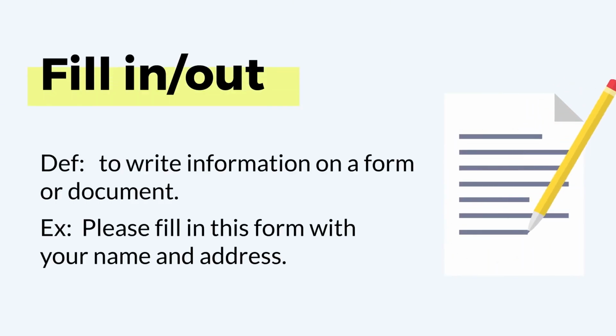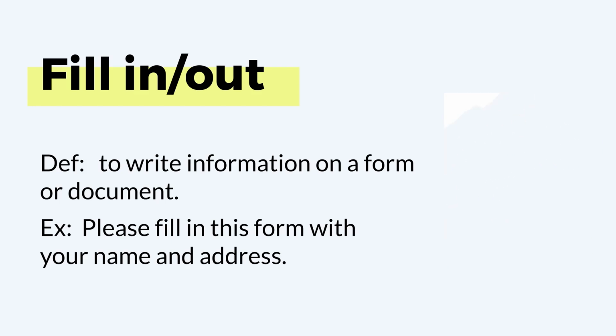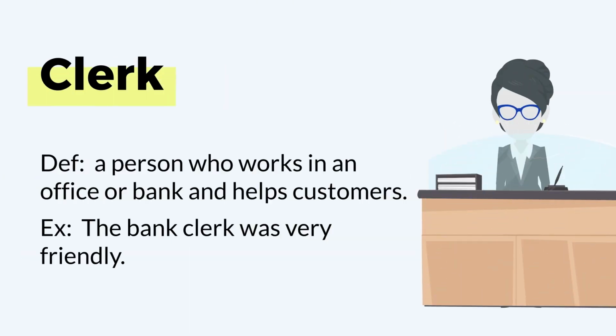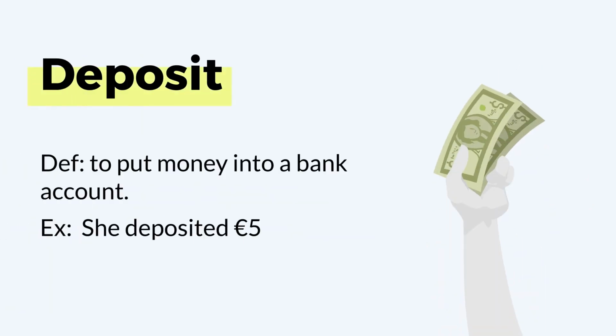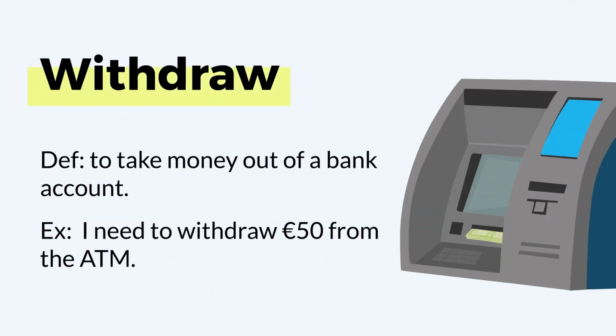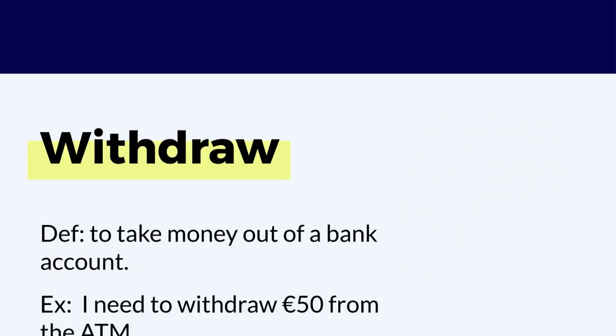Next, we have fill in or out, which means to write information on a form or document. You could say, please fill in this form with your name and address. Then we have clerk, which is a person who works in an office or bank and helps customers. You could say the bank clerk was very friendly. Next, we have deposit, which means to put money into a bank account. You could say she deposited 50 euros in her account. Finally, we have withdraw, which means to take money out of a bank account. You might say, I need to withdraw 50 euros from the ATM.